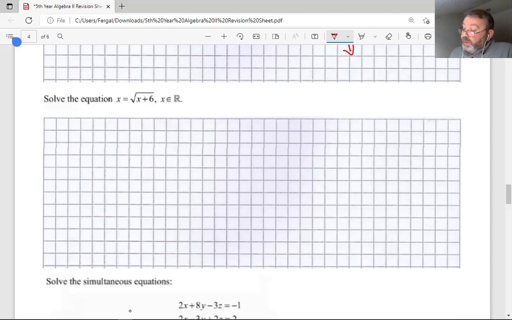Okay, solve the equation. x equals root x plus 6. Now, the key thing here is this side has a square root. And the quickest way to get rid of a square root is to square. But you've got to square both sides because it is in balance. x equals root x plus 6, so therefore it's balanced.